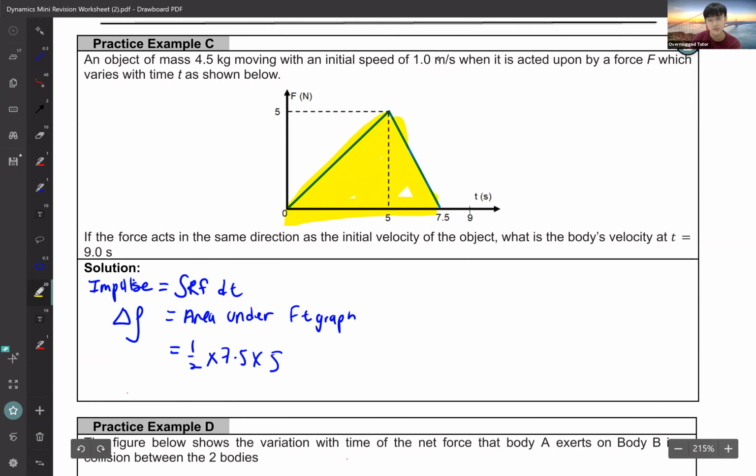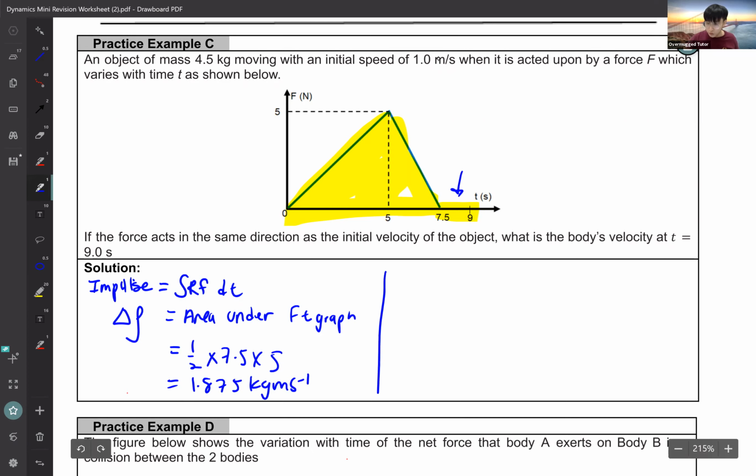I'm finding this area. Now, some of you might say, then what about this section here? There is no further force from 7.5 to 9. So that's why I don't use the timing 9, it's just 7.5. I'm finding the area of the triangle. Okay, that's it. You should get 18.75 kg meter per second.